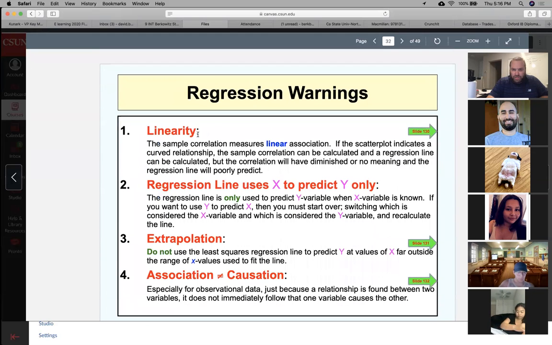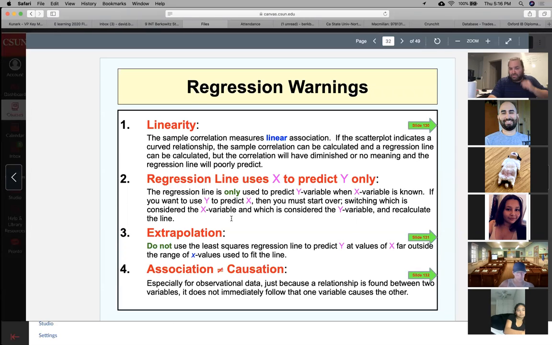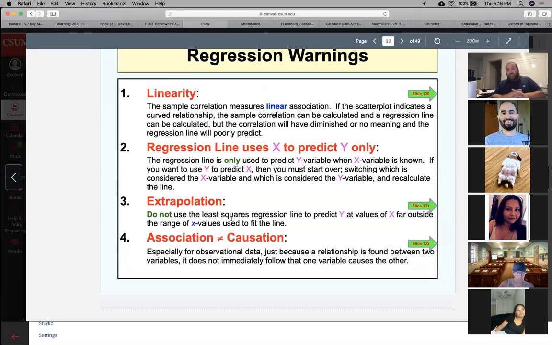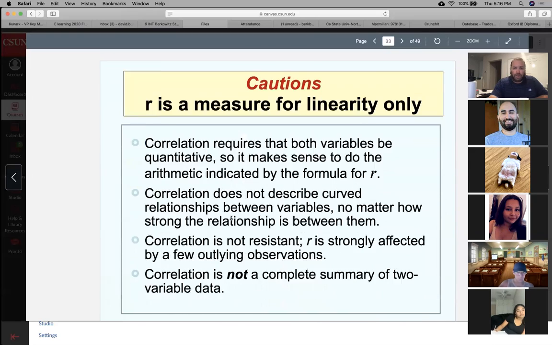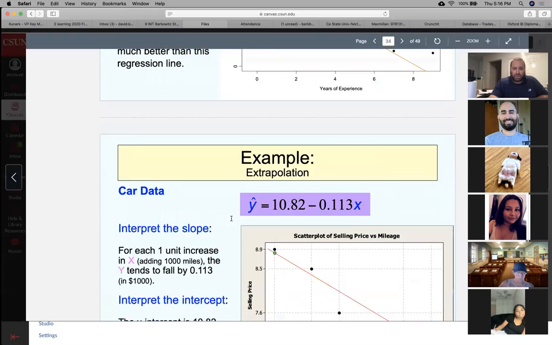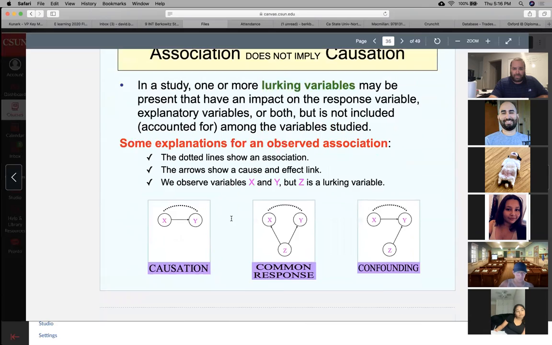Make sure it's linear. Use x to predict y, not vice versa. Don't extrapolate. And most importantly, association does not imply causation. Just because two things are connected does not mean one implies the other. And then they just keep going and being very redundant here about these things.